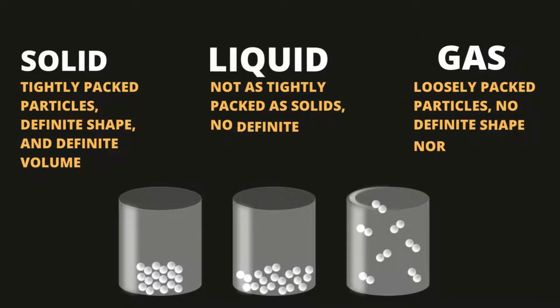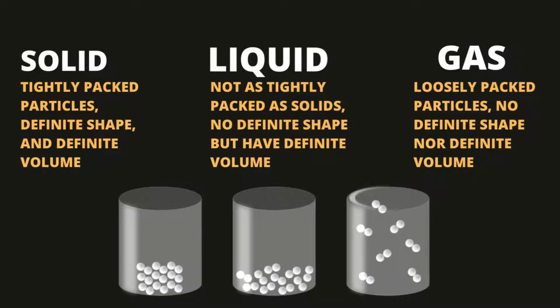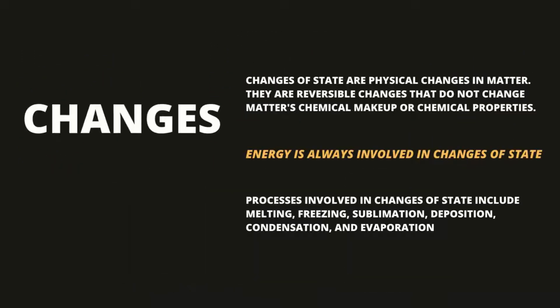Solids have tightly packed particles that have no space to move. They have definite shape and definite volume. In liquids, the particles are packed together but not as tightly as solids and have room to move around. They have no definite shape but have a definite volume. Gases have loosely packed particles, and these particles can move around as much as possible. They have no definite shape nor volume.